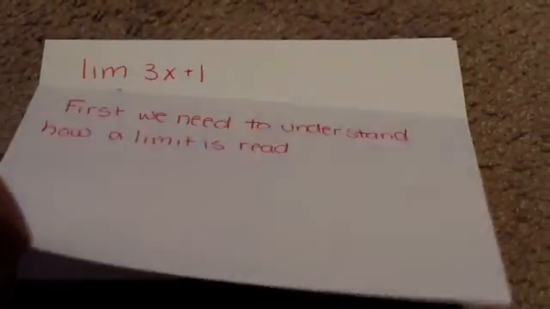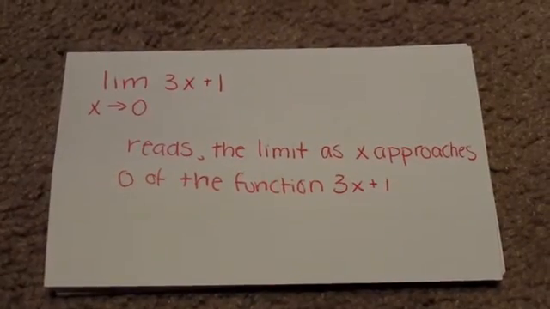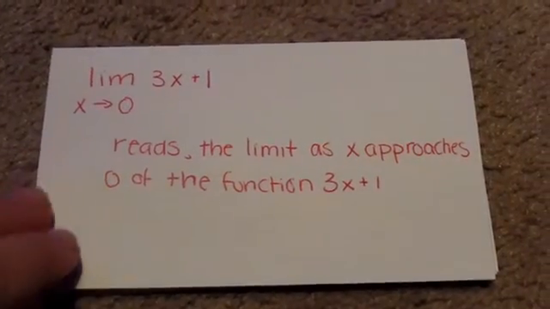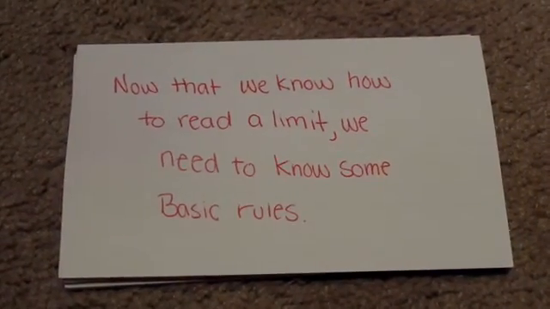For example, take the following limit. The limit reads, the limit as x approaches 0 of the function 3x plus 1. Now that we know how to read the limit, we need to know some basic rules.